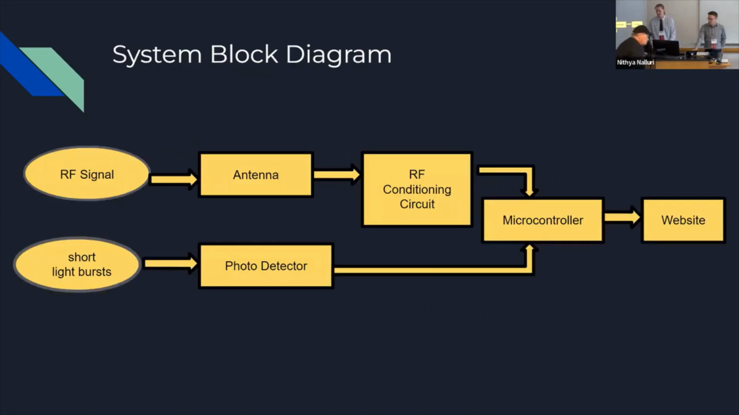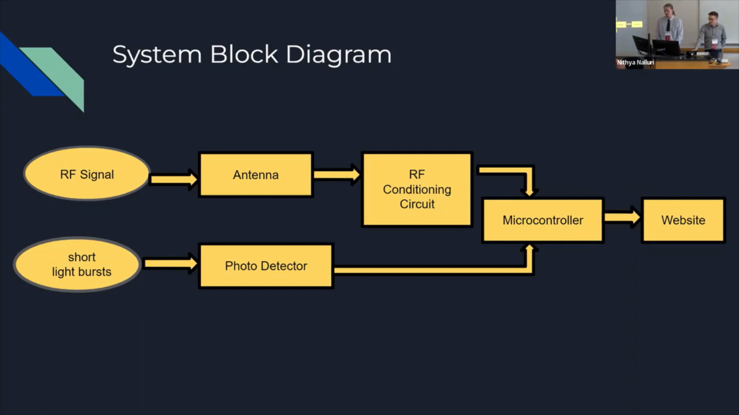So here's our basic system block diagram. Here we have our two input signals, the RF signal and the short bursts of light. The RF signal will be detected by an antenna, which we'll get more into the design of later. Then that signal will be passed from the antenna to a conditioning circuit to be converted from an analog to a digital signal, and then inputted into a microcontroller's ADC. Then we'll use the microcontroller to wirelessly transmit the data to a web server.